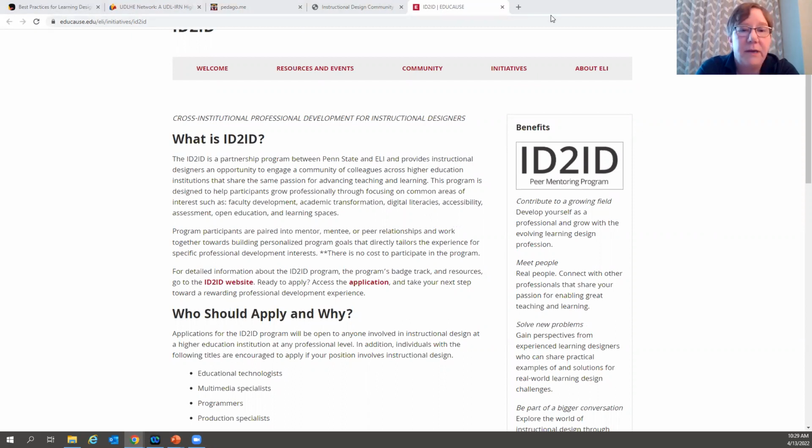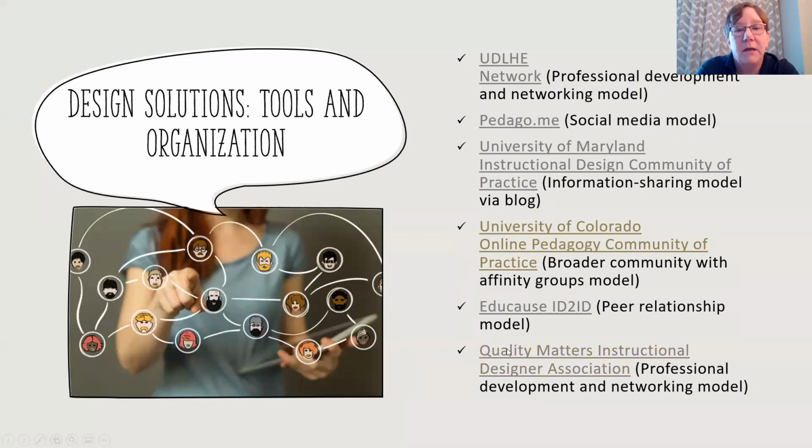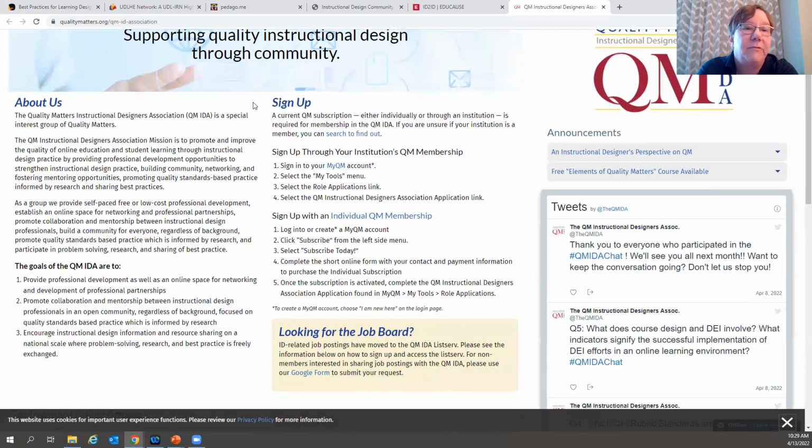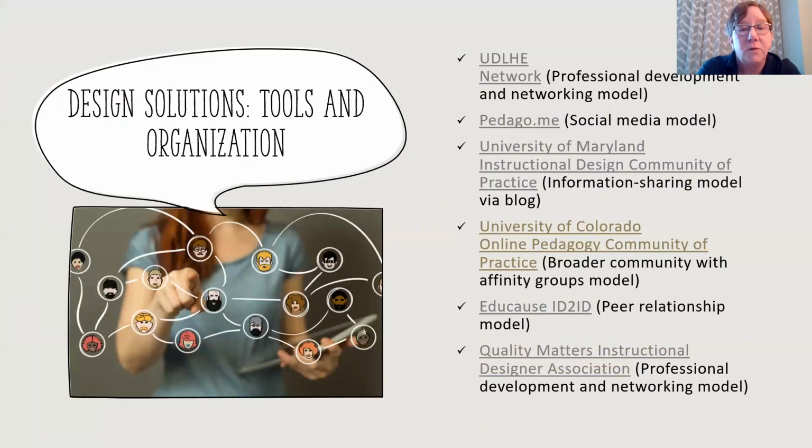And then the last one I think we have is the QM model. And this is again, professional opportunities. They offer webinars, they offer tweets, they have chats, they have monthly chats, they have a listserv. So it's a large organization of individuals who are like-minded in instructional design within the QM community. So those are all the different ones we've looked at. And if you know of others, feel free to let us know what other models you've seen, because we're looking at all the models we can find to figure out what we want to do.